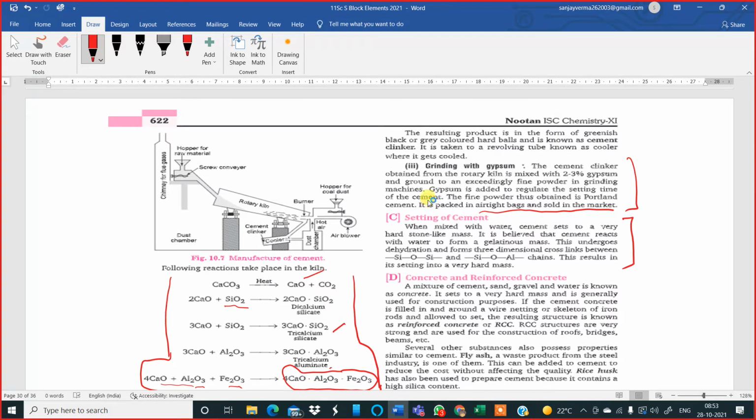It is believed that cement reacts with water to form a gelatinous mass. This undergoes dehydration and forms three-dimensional cross-linked links between silicon and silicon oxygen aluminum chain. This results in it setting into a very hard mass. That's how we make our buildings. Okay, so that is how you manufacture cement.